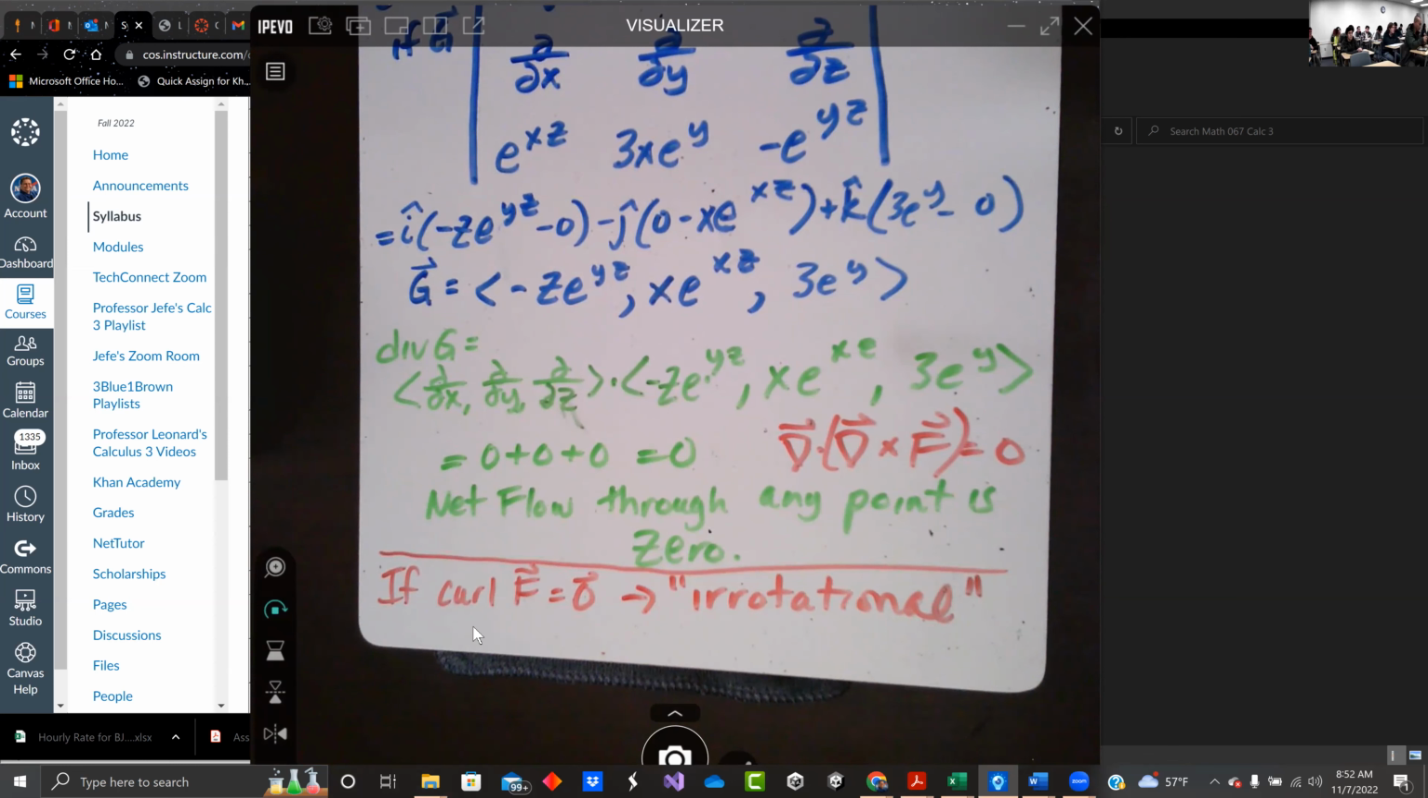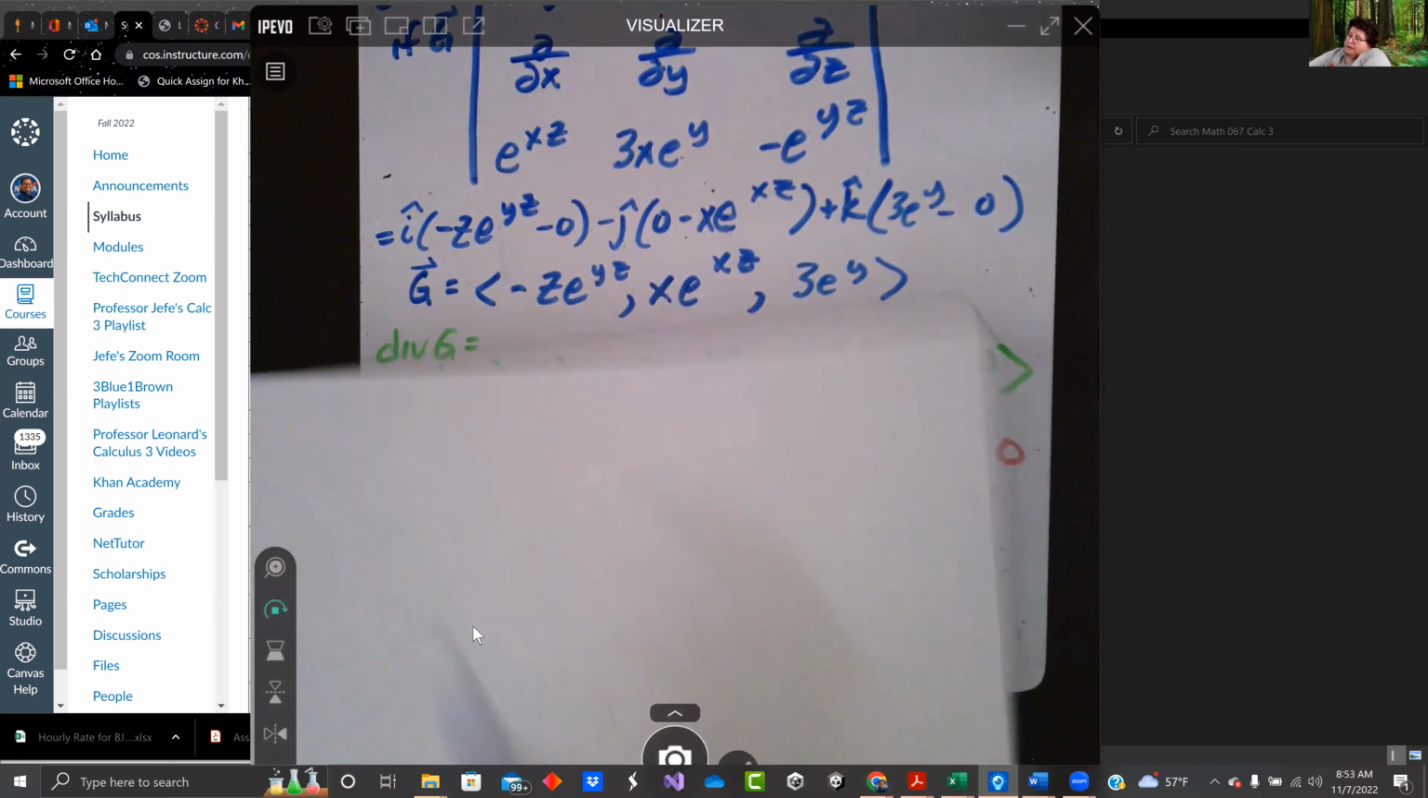Saying it's irrotational means the vector field is just not twisting. If it's a river, it's flowing straight. So basically it's not twisting. Say you have a tornado: if the curl is 0, that just means there's no tornado. There's no twist, because the curl is a measure of how much something spins and how much a vector field will twist.